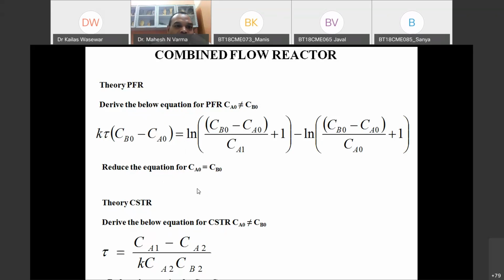Now you can see, if you plot this term, ln of (CB0 minus CA0) divided by CA1 plus 1, against tau.